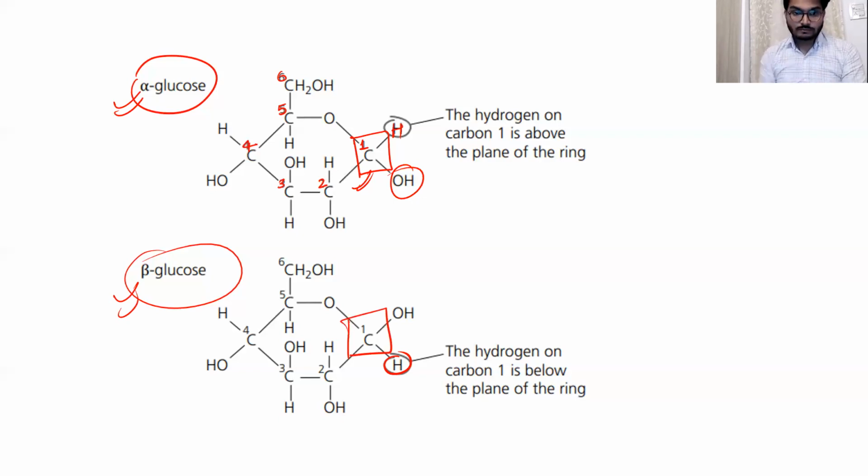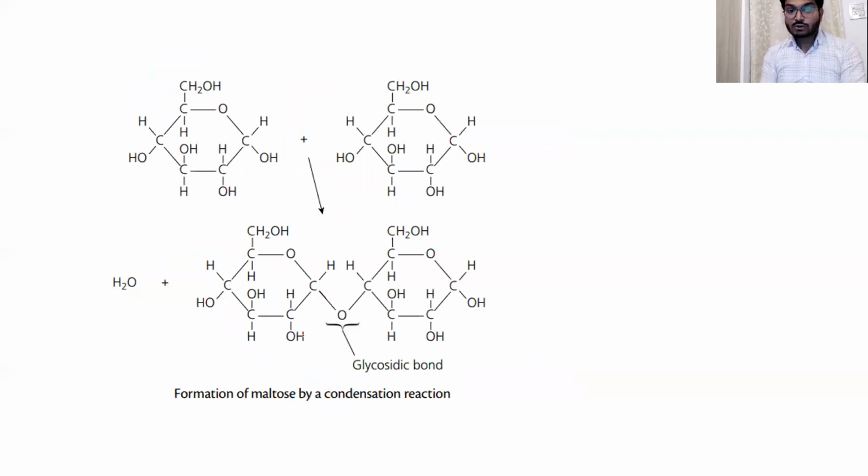Okay, now here we are talking about how maltose is formed. Maltose is simply glucose plus glucose. Maltose is a disaccharide and it is formed by two monosaccharides, so that is glucose plus glucose. This is the glucose structure, this is going to be carbon number 1, 2, 3, 4, and this is 5 and 6. Same case here: 2, 3, 4, 5, 6.